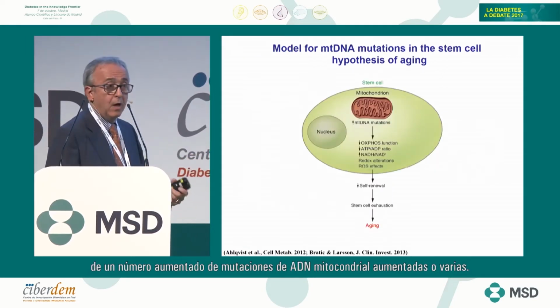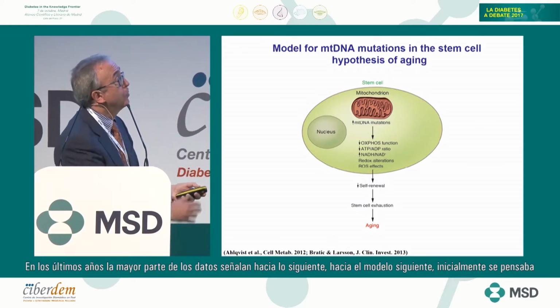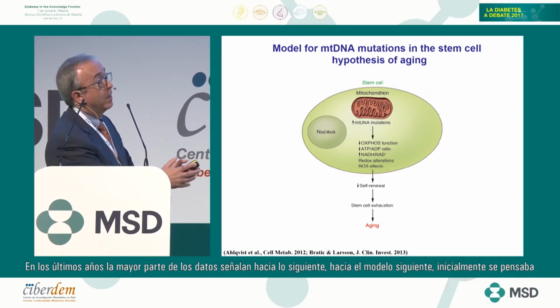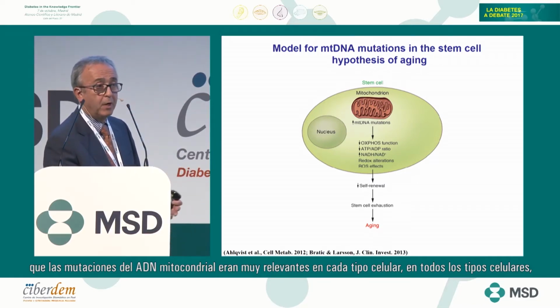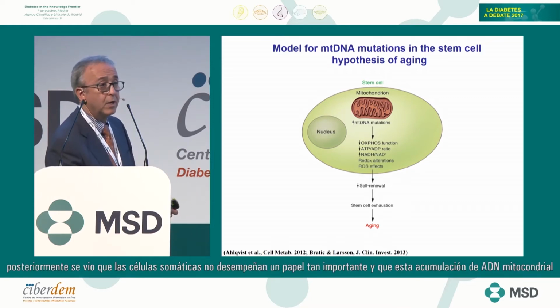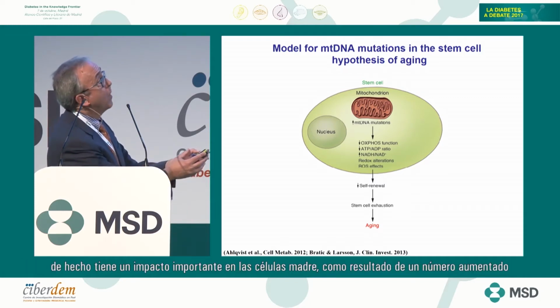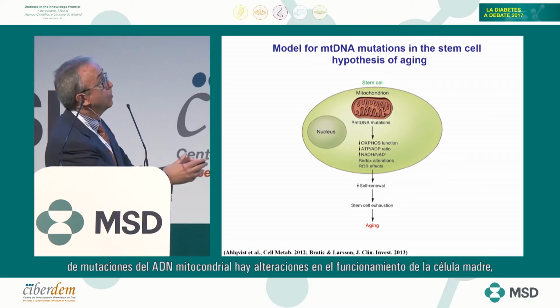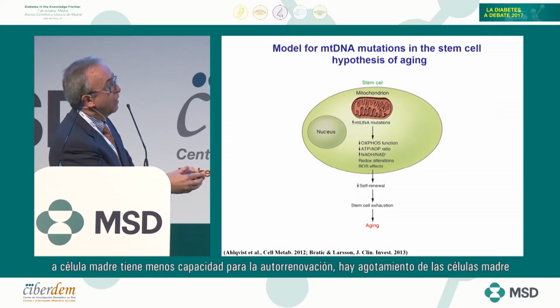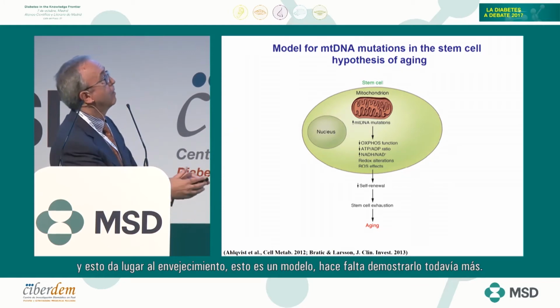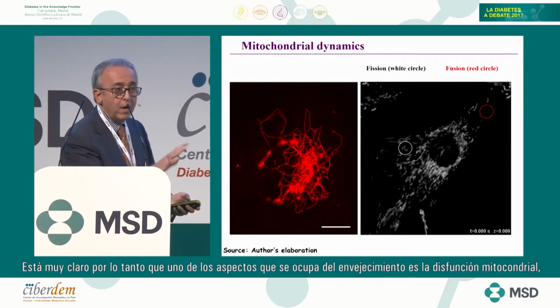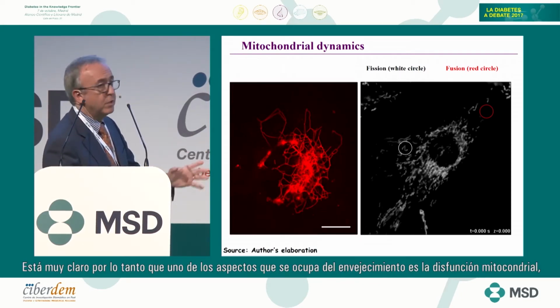In fact, during the last years, most of the data point to the following model. Initially, it was thought that mitochondrial DNA mutations were really relevant in every single cell type, but later on it became clear that somatic cells are not playing such an important role, and essentially this accumulation of mitochondrial DNA mutations has a major impact in stem cells. So as a result of an increased number of mitochondrial DNA mutations, there are alterations in the functioning of the stem cell. The stem cell has less capacity for cell renewal. There is stem cell exhaustion, and this relates to aging. So this is a model. Well, there is a need for further demonstration of that. But it is very clear that one of the aspects that deal with aging is mitochondrial dysfunction.